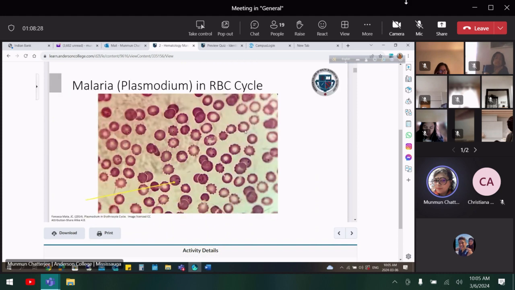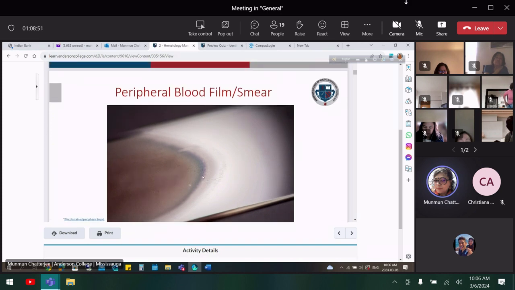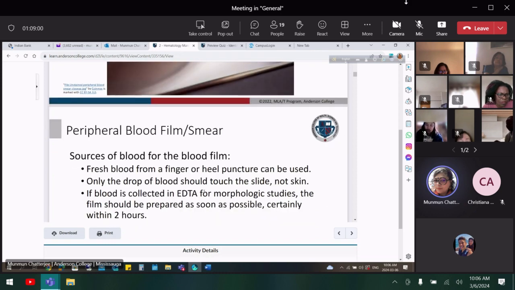So how does malaria look here? You can see something here. This is the RBC, right? The RBC should not have all these things. So you can see this is the malarial parasite, Plasmodium vivax. This is how the peripheral blood smear film looks. At the end it is going to be the feather edge. You are going to learn that one.